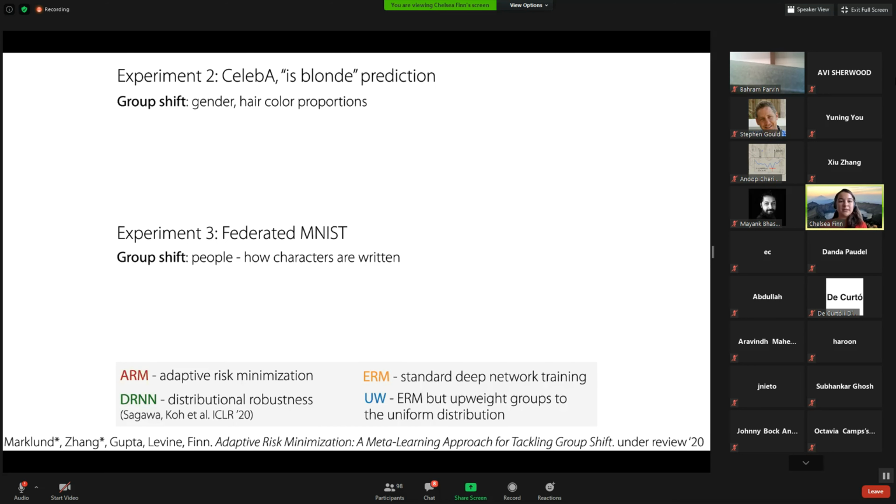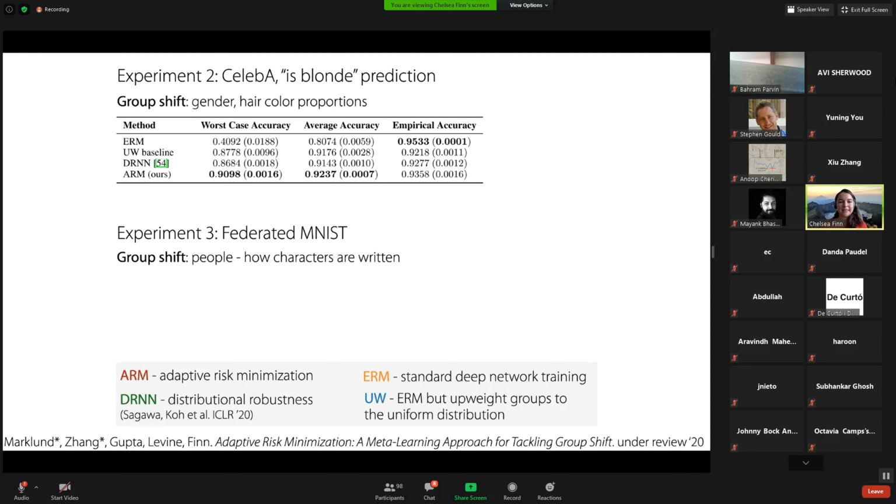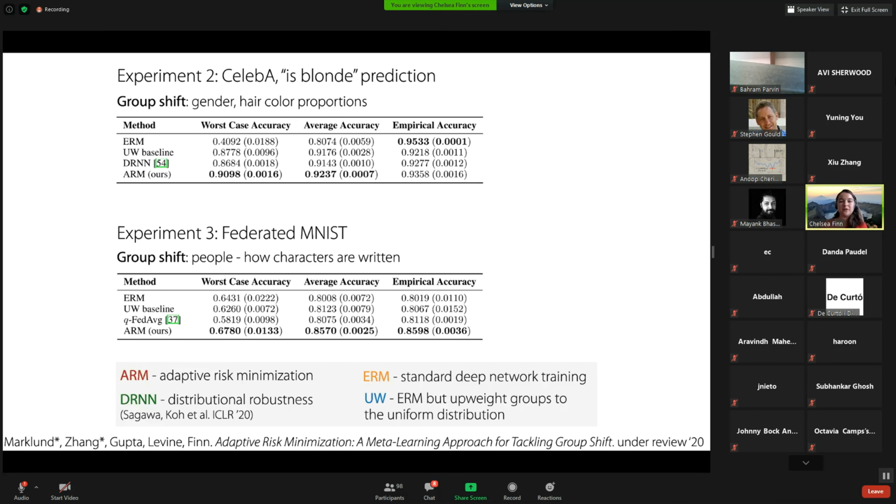We also looked at two more experiments, one that is based on the SLEB-A data set and one data set that's called federated MNIST that essentially has different people writing different characters, not just digits, but also the English alphabet, so all the letters in the English alphabet. And what we find in both of these cases is ARM is able to achieve better worst case accuracy and average case accuracy in both cases, and is also able to achieve good empirical accuracy as well, and get close to empirical accuracy of ERM in the case of SLEB-A.